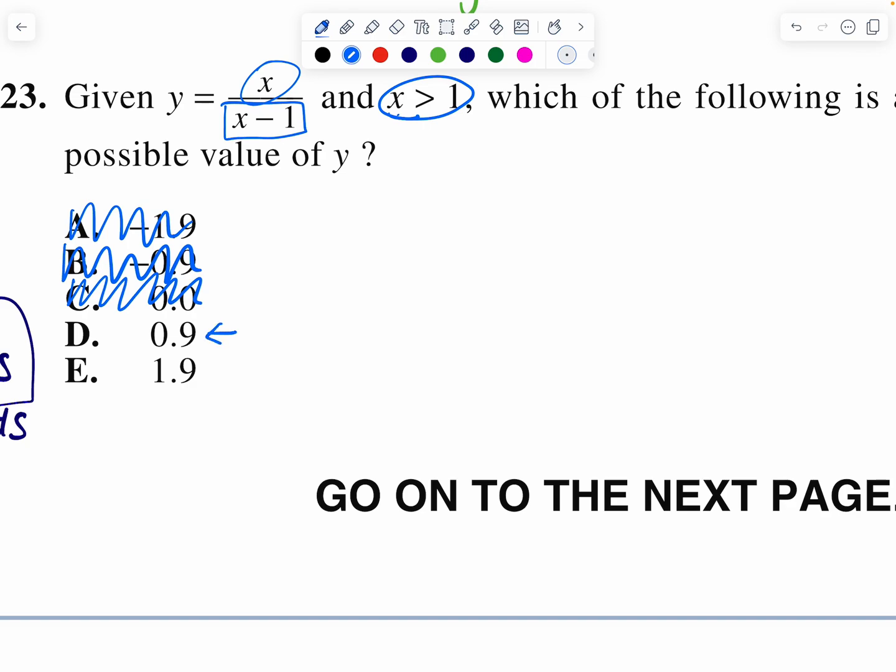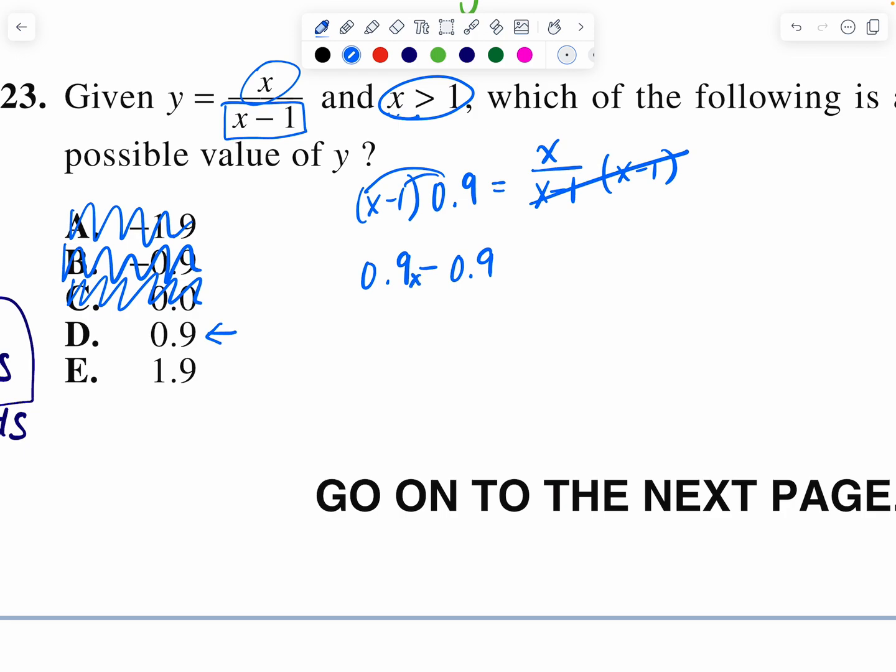So I'm going to plug in 0.9 into the equation. Now this is what y would be. So I have 0.9 equals x over x minus 1. Now, in order to solve this for x, we first have to get rid of the divide by x minus 1. So we're going to times by x minus 1. And by doing this, these cancel over here. And then I'm just going to distribute over here. So I get 0.9x minus 0.9. And that equals, if these cancel, then I'm left with an x.